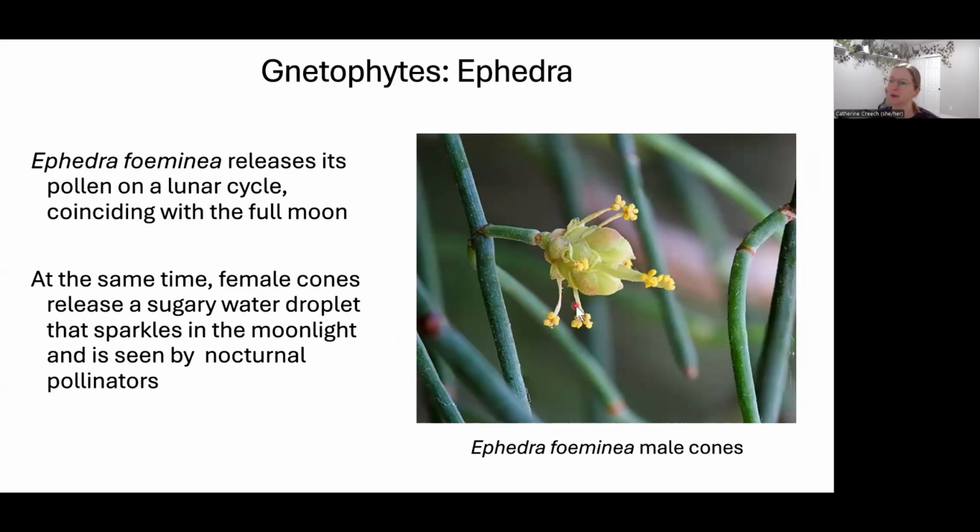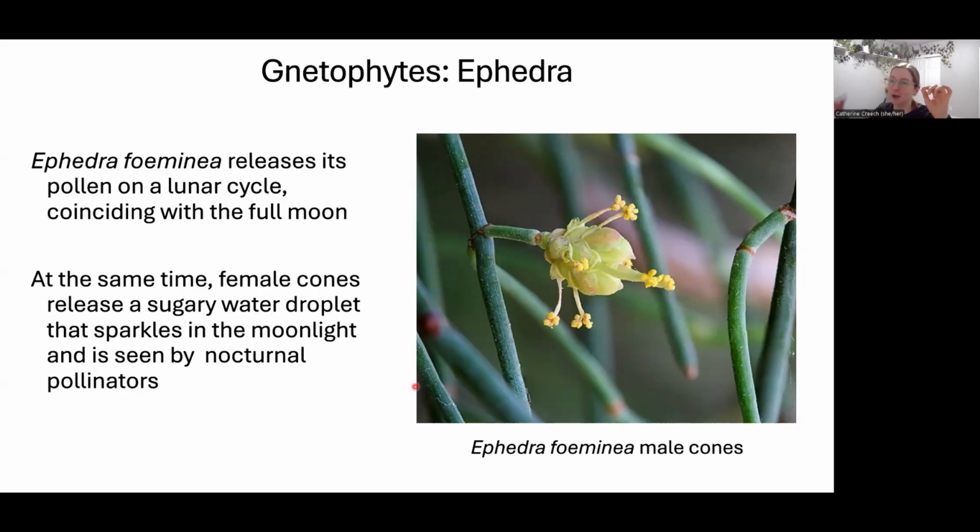Here we see the flower-like structure, but it is not a flower. It is a male cone. This one, Ephedra fomanea, produces these cones, but what's really cool about them is that they release their pollen on a lunar cycle associated with full moons. And as they do, the female cones will release a droplet of sugary water, and that sparkles in the full moon.